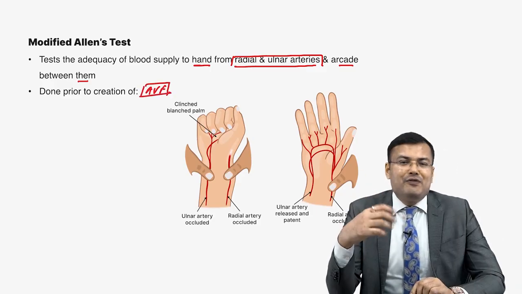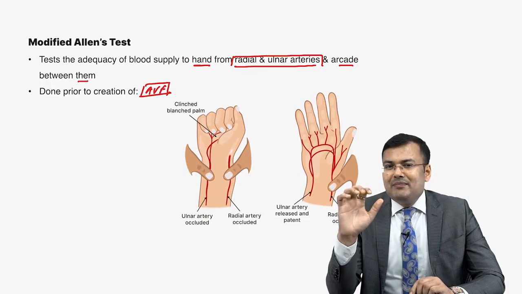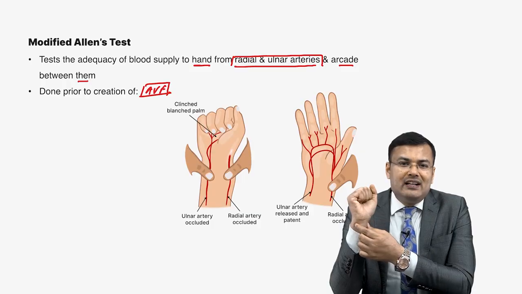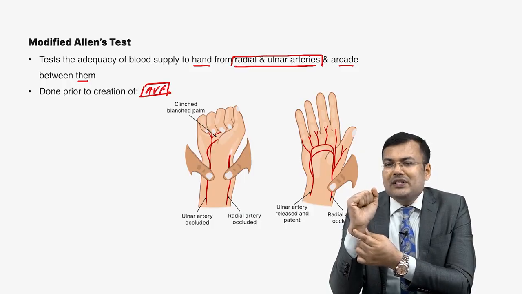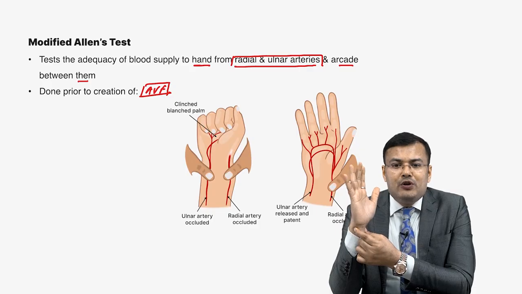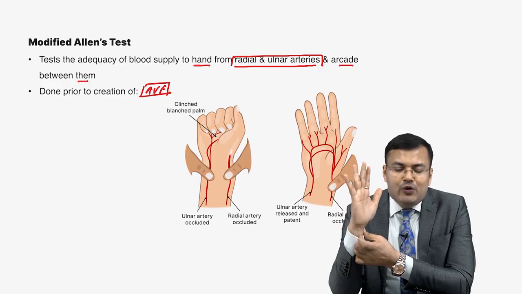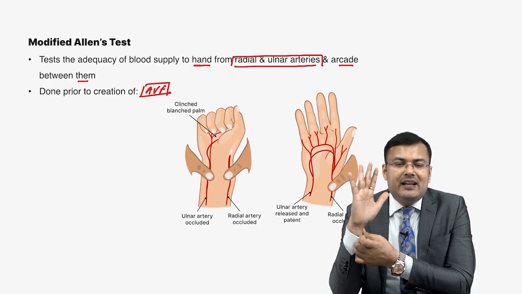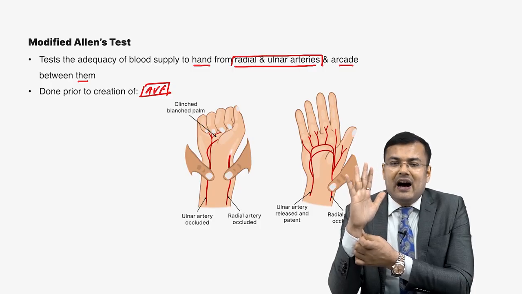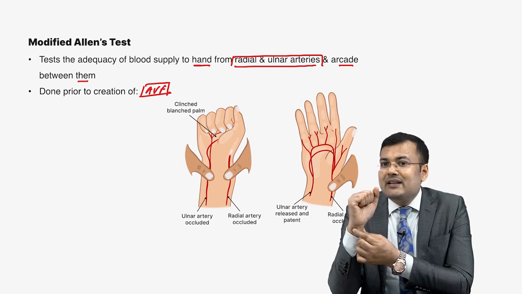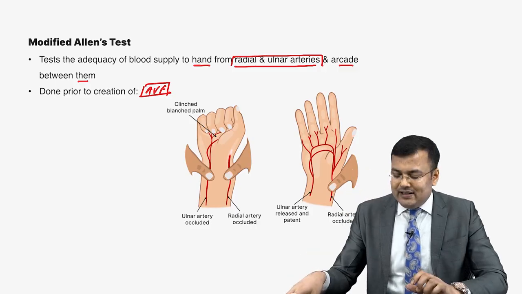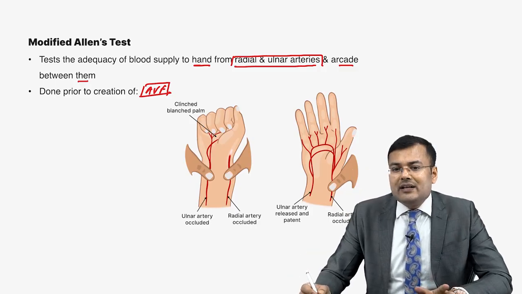See guys how to perform this modified Allen's test. The patient has a clenched, blanched hand, and we occlude both the ulnar and radial arteries. When the patient opens the palm, we release the ulnar artery. When the ulnar artery is released, you notice the hand has normal color. There is return of normal color in the hand. It means the ulnar artery is patent. And when the ulnar artery is released, but the hand is still pale, it means the ulnar artery is occluded.